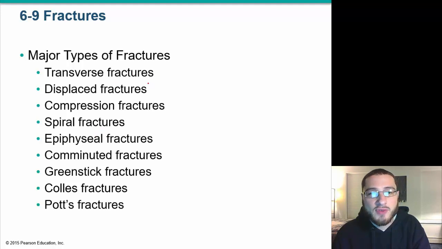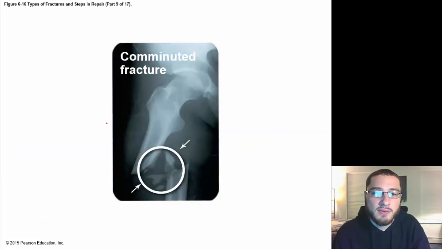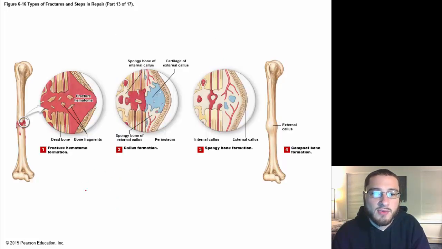Major types of fractures: you have transverse fractures, displaced fractures, compression fractures, which we see in the vertebrae, spiral fractures, epiphyseal fractures at that epiphyseal plate, comminuted fractures, greenstick fractures, which is like a hairline fracture, Colles fractures, and then Pott's fractures. These are the different fractures. Compression in the spine, comminuted, greenstick like a hairline, and this again shows you how those fractures are going to be repaired.